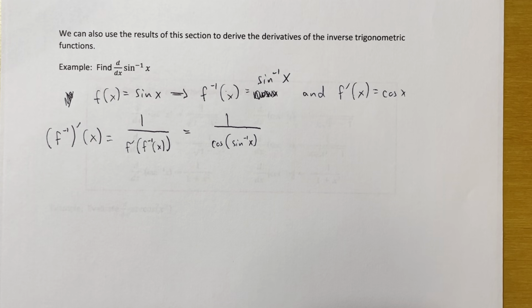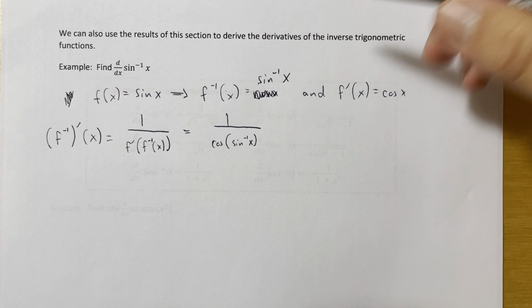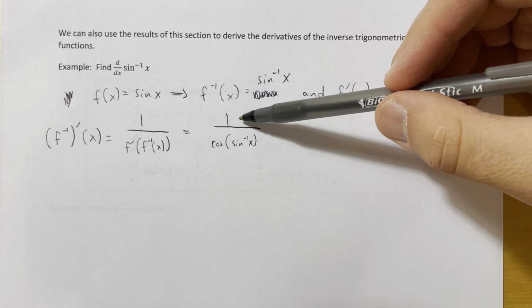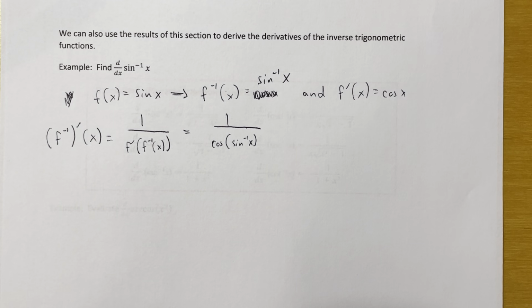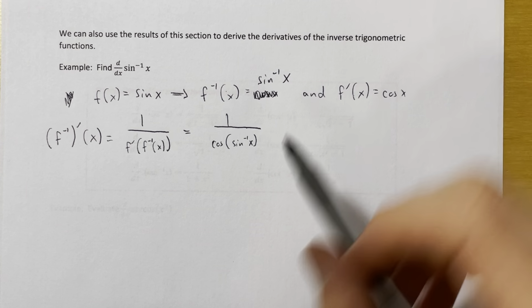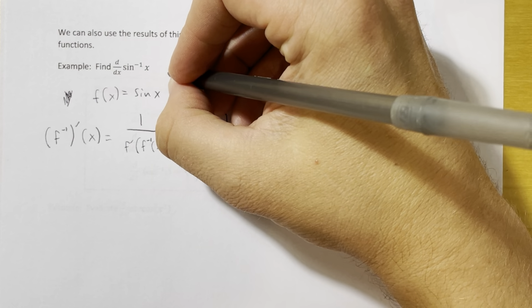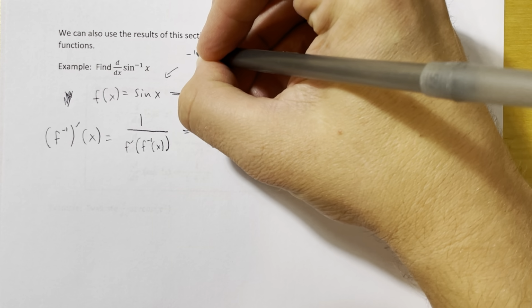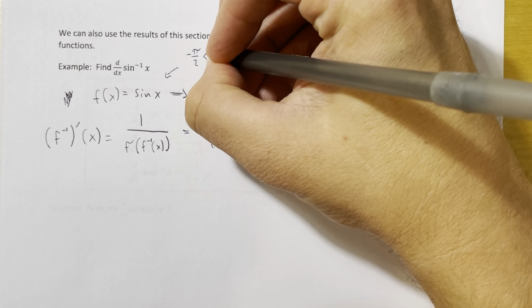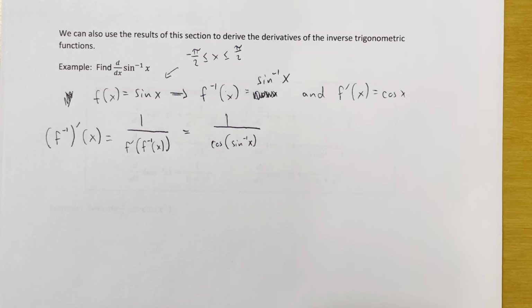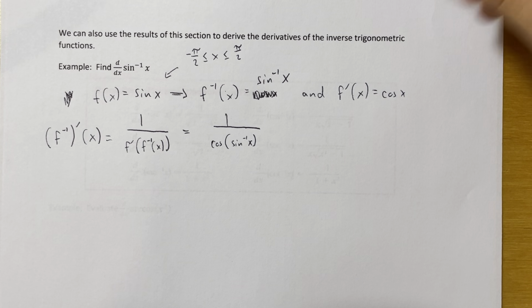Now I could technically leave this in this form, but in trigonometry we teach a way of simplifying expressions like this because there's a much better way of representing this. One thing to keep in mind is what the domain of the inverse sine function is. The range of the inverse sine function is the interval from negative pi over 2 to positive pi over 2, which represents the fourth and first quadrants of the unit circle.